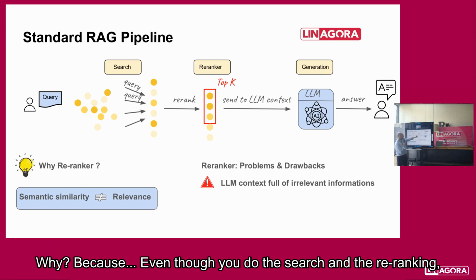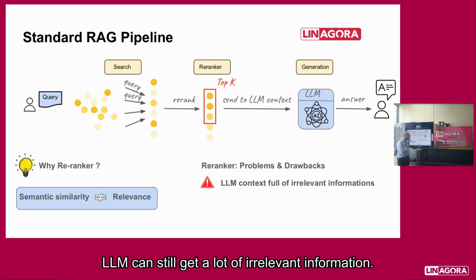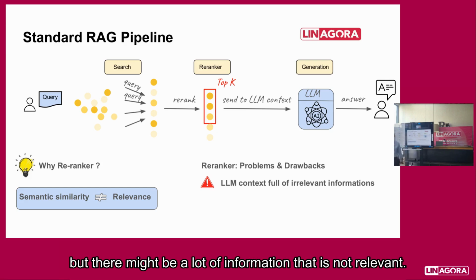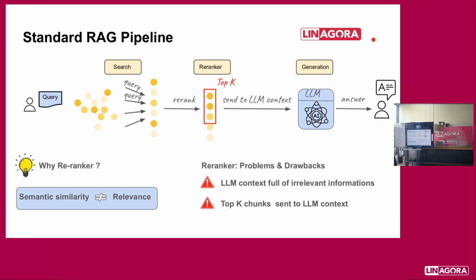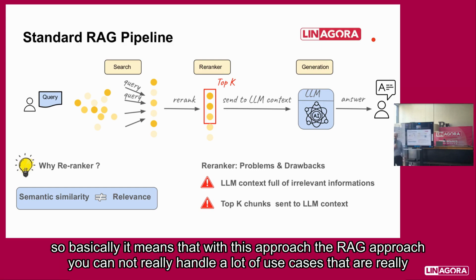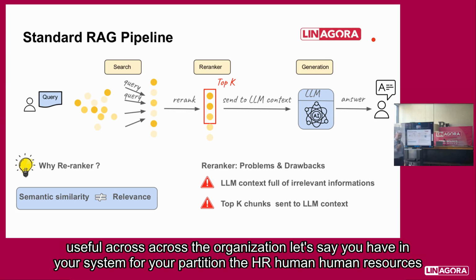Why? Because even though you do the search and the re-ranking, the LLM can still get a lot of irrelevant information. As you see, within one chunk, there might be information that is really relevant for the question, but there might be a lot of information that is not relevant. The second drawback is obviously the top K chunks set to the LLM context. It means that with the RAG approach, you cannot really handle a lot of use cases that are really useful across the organization.